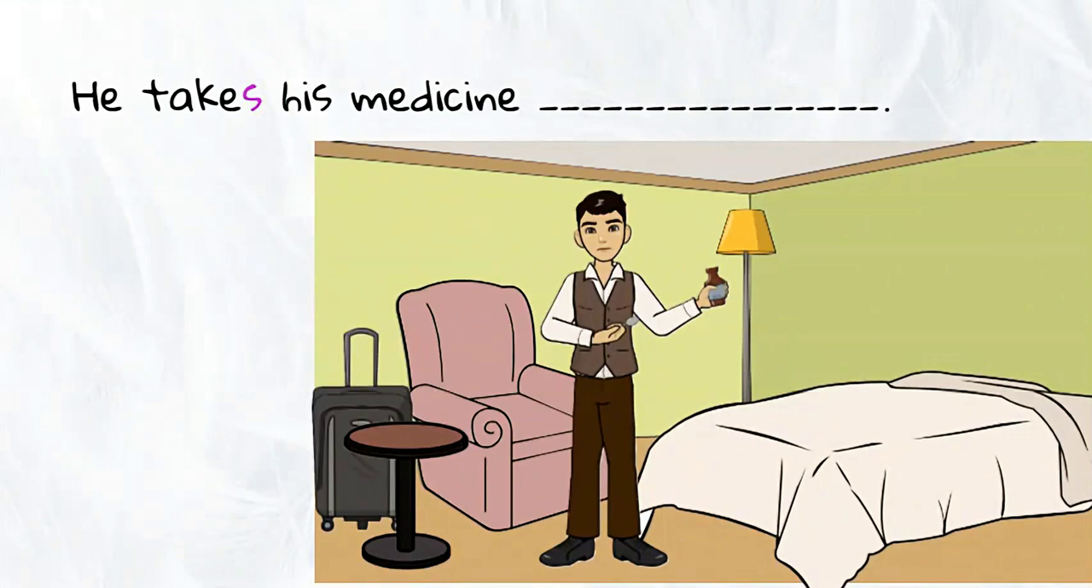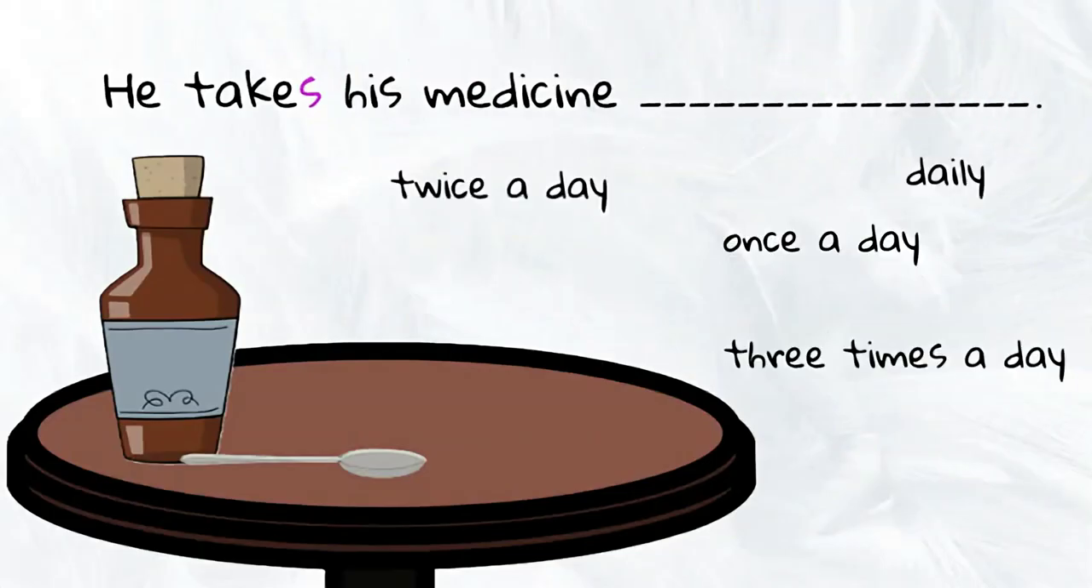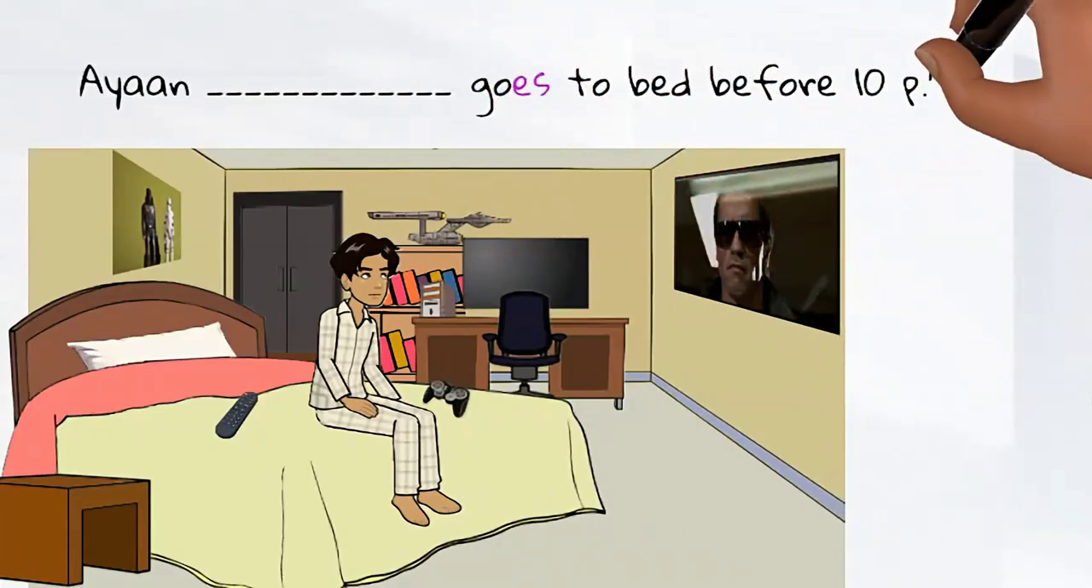Oh, I see. He takes his medicine twice a day, daily, once a day, three times a day, or five times a week. That still makes sense.